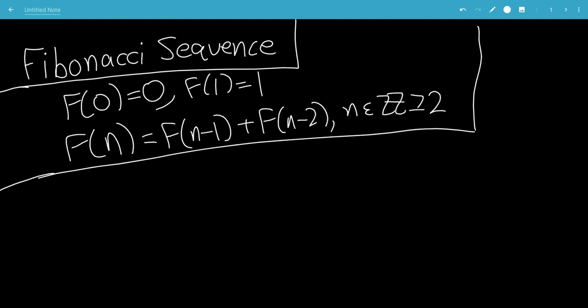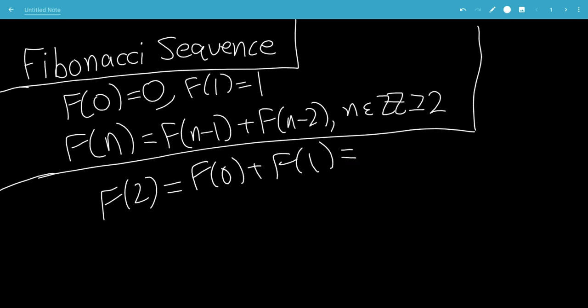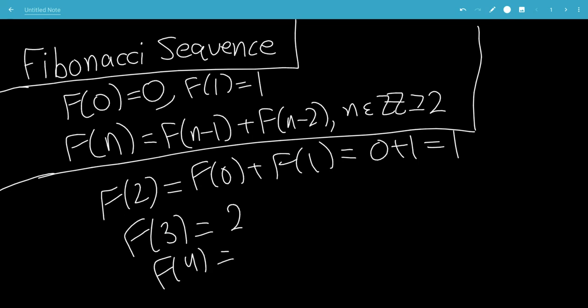An example of this would be f of 2 will be f of 0 plus f of 1, which is 0 plus 1, which is 1. F of 3 is f of 1 plus f of 2, which is 2. F of 4, 1 plus 2 is 3, and so on.